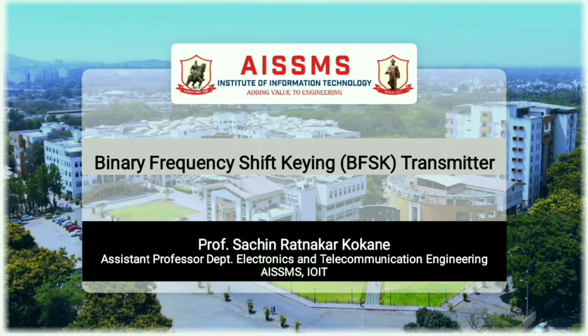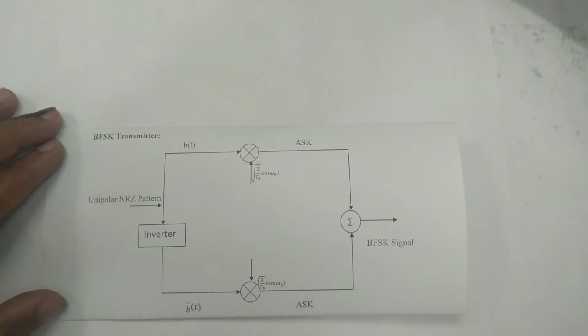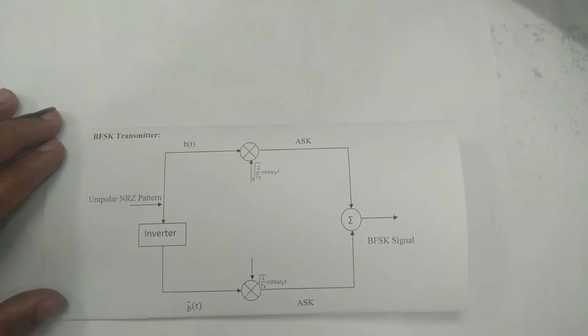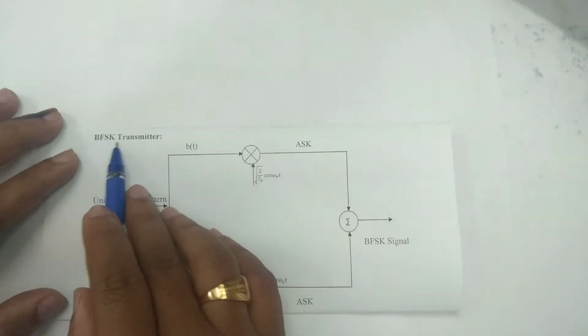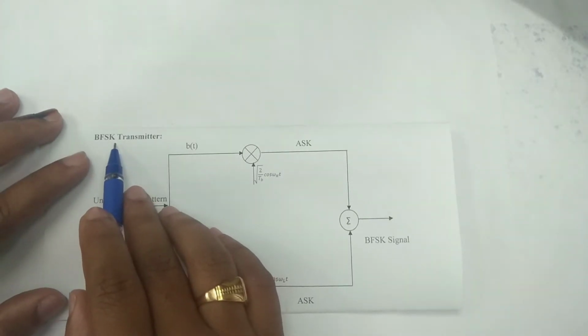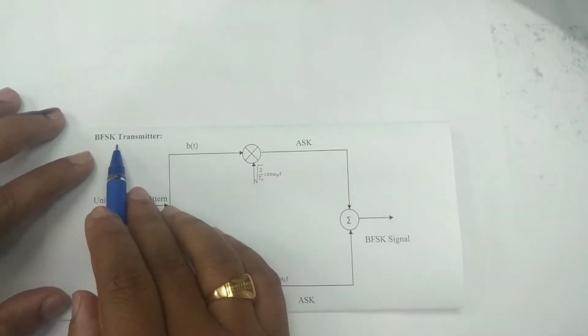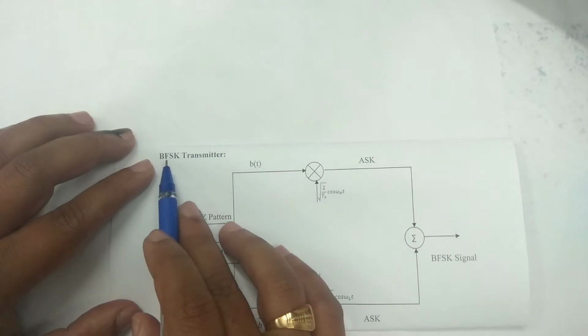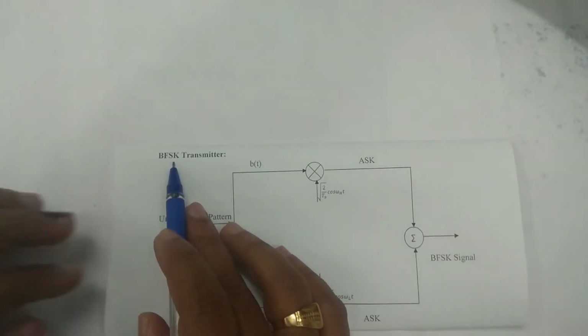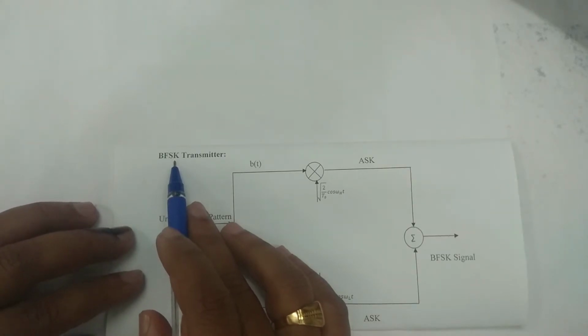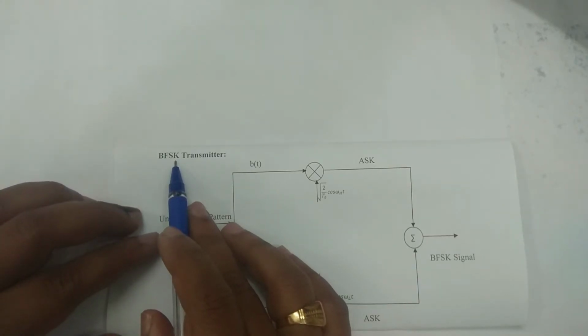Today we will be seeing one of the digital modulation techniques, that is binary frequency shift keying, that is BFSK. Let us see how to generate a BFSK signal. BFSK means binary frequency shift keying. This is a digital modulation technique. As the name itself says, frequency shift keying means the frequency of the carrier is going to change according to the instantaneous amplitude of the message signal.